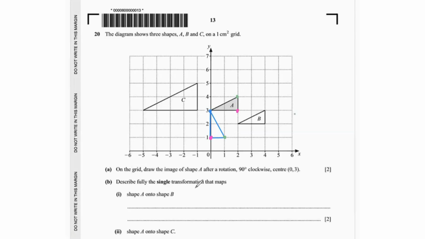Then it says describe fully the single transformation that maps shape A onto shape B. Shape A onto shape B is a clear case of translation because we move the shape 2 units to the left and 1 unit down. So translation by vector 2 units to the right and 1 unit down. So (2, -1) is the translation vector.